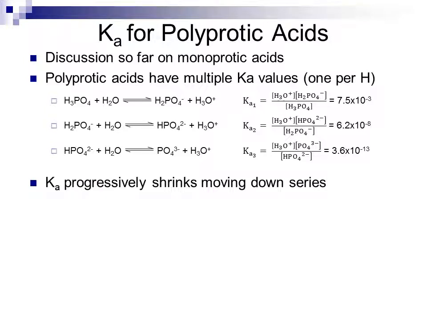We note that the Ka value progressively shrinks, moving down the series from H3PO4 to H2PO4- to HPO4 2- as our reactive species.